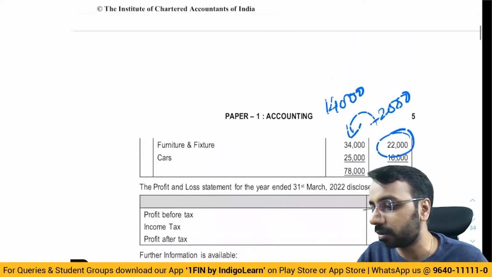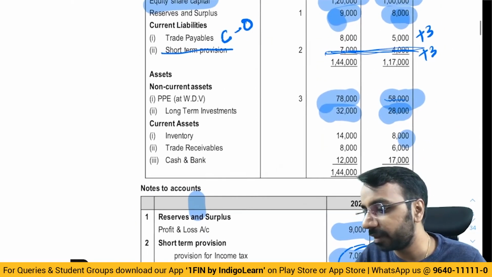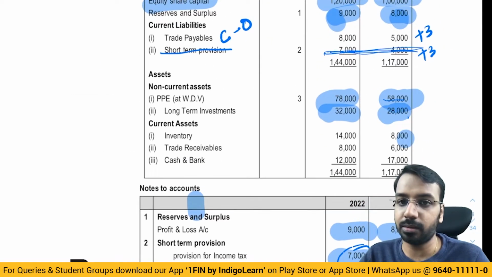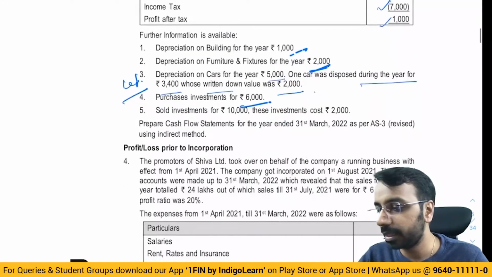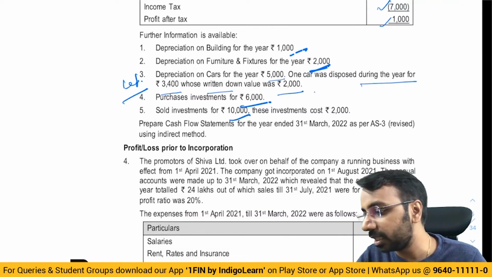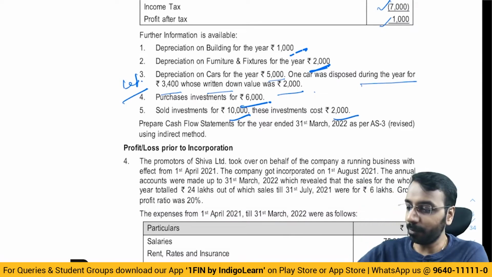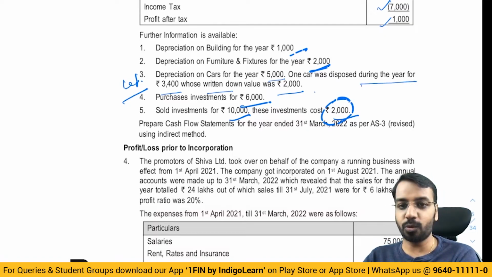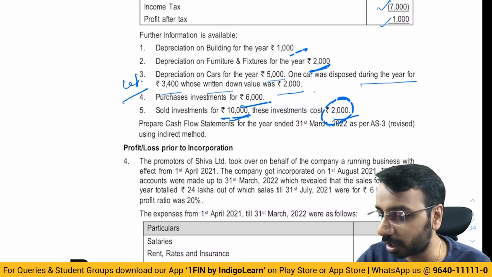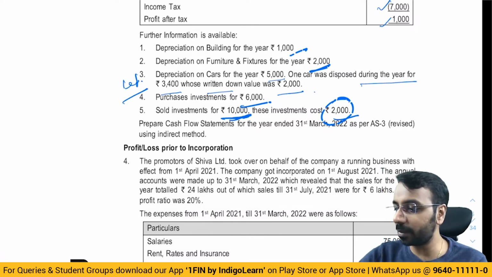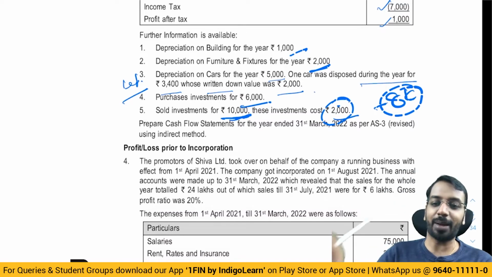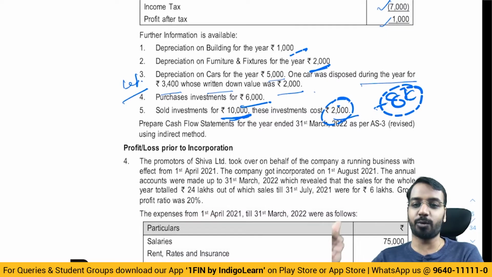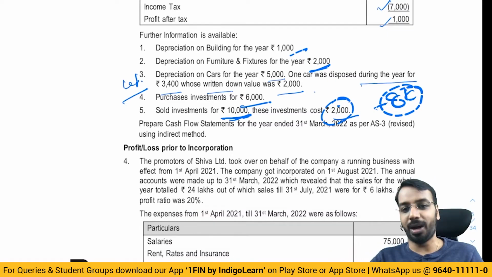Investments purchased 6,000. So investments, if you see, 28 plus 6 should have been 34, but it's only 32, meaning you have sold also. Sold investments for 10,000, and the cost of these investments is 2,000. So 2,000 is the cost of investment sold, which you will reduce from the investment side. What is the proceeds? Proceeds is a total of 10,000. This 10,000 minus 2,000 is 8,000. What is this 8,000? This is a profit which you would have captured in the P&L. So while preparing cash flow from operations, you will reduce this part, right?